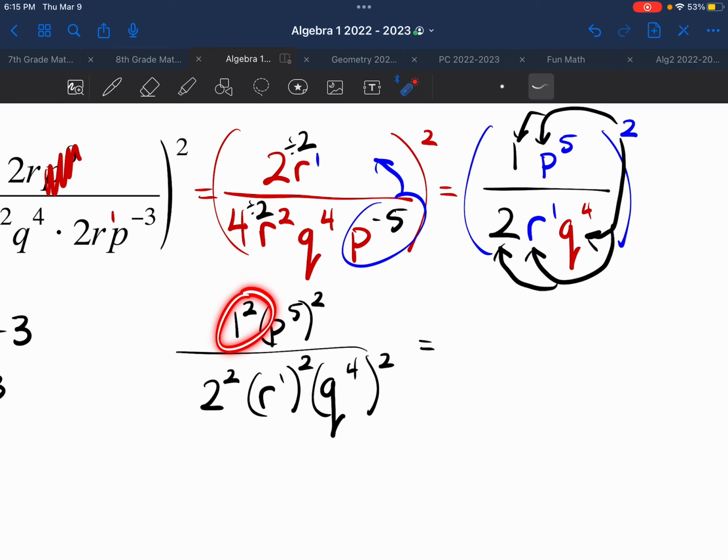Did you know 1 squared is equal to 1 times 1? And did you know 1 times 1 is 1? And did you know that 1 times that thing is that thing, which is the equivalent of scribbling that out? Yeah, so I just have this in the numerator.